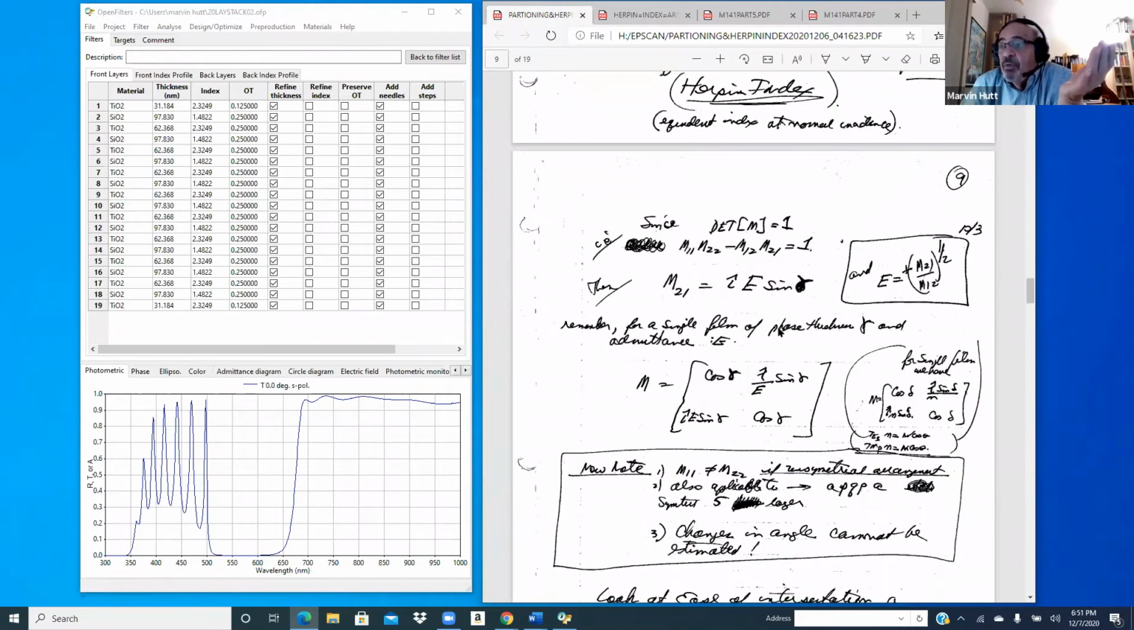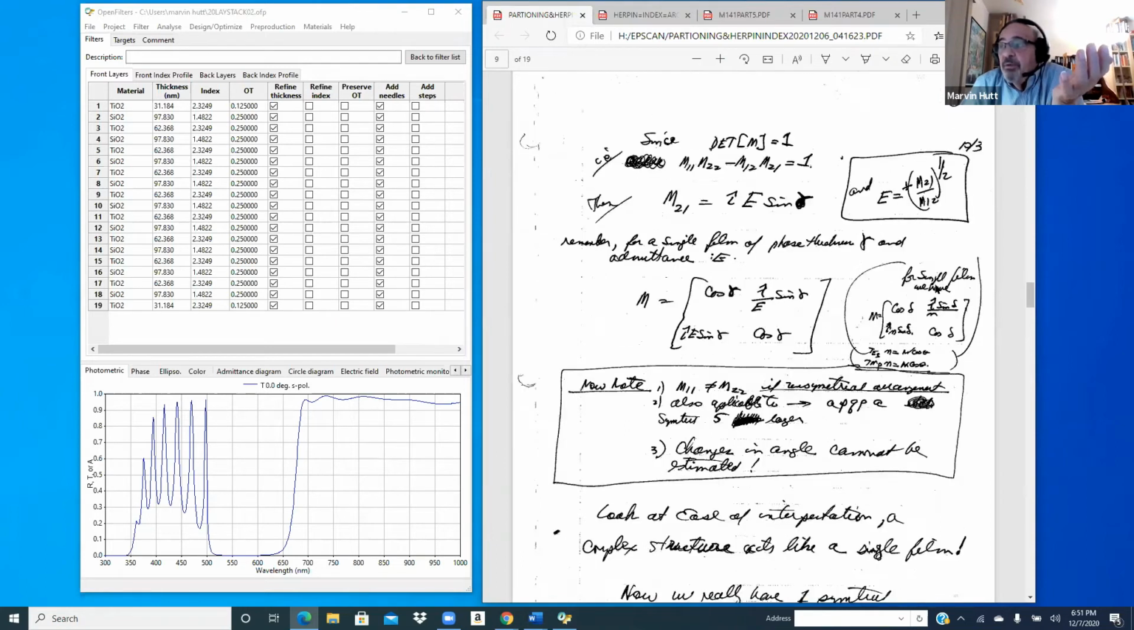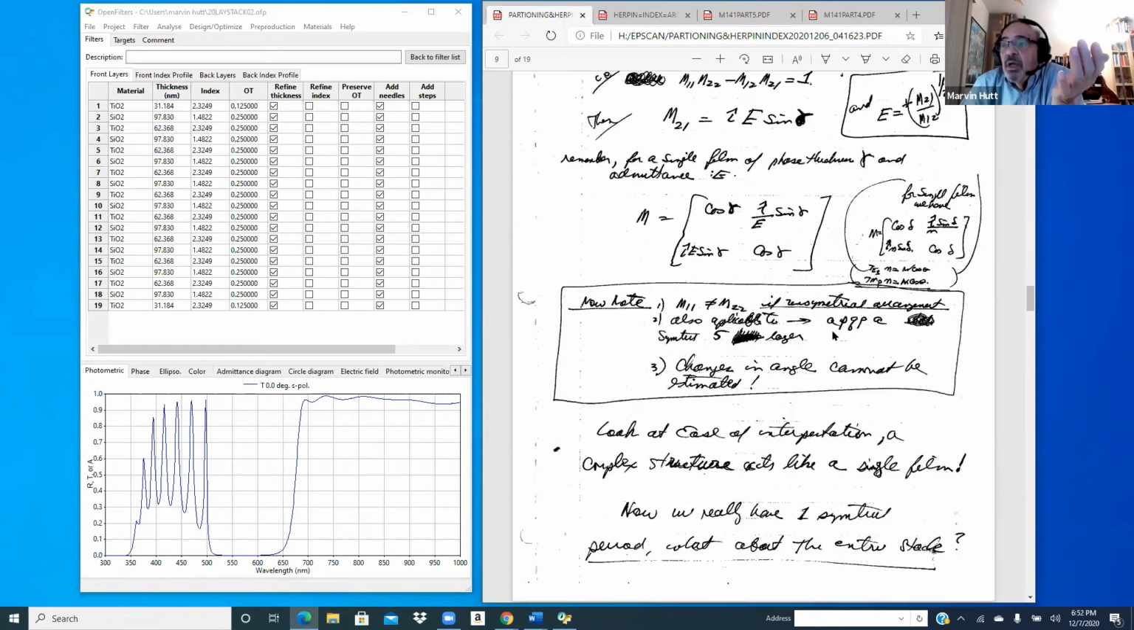Now, this is the point that the determinant is 1. So this is true. So E is the square root of M21 over M12. So it pops right out. And so we end up with M11 is not equal, if it's an unsymmetrical arrangement, I can't have M11 equal to M22. And it's also optical for a 5-layer. And now people, remember, we have limitations.